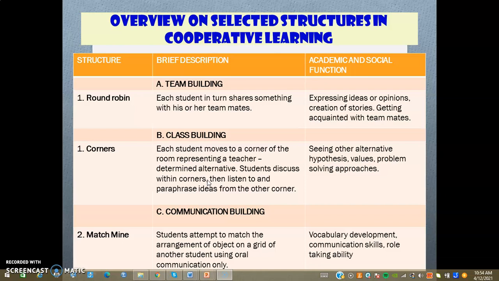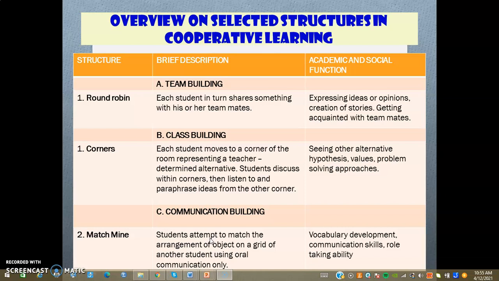Now for communication building, in order for you to develop the communication skills of your learners, we have this specific strategy called match minds. This strategy is very much applicable to the English subject, and it could also be used for arts, something like that. And so how is this being done? You will call 2 representatives in the class, or you can do this by pair. You will just let your students sit in their respective chairs.